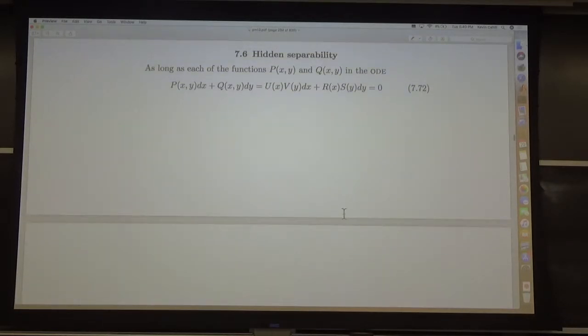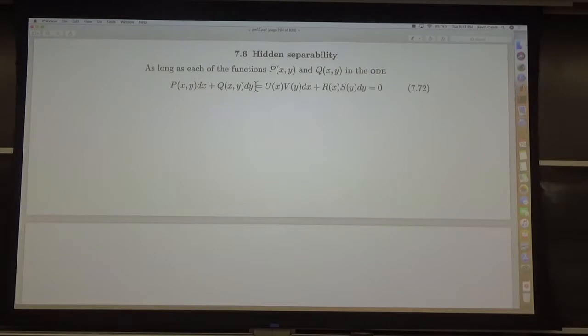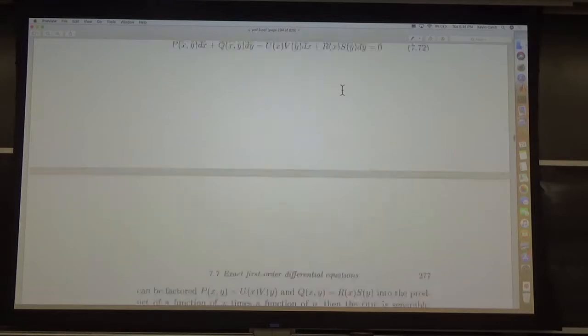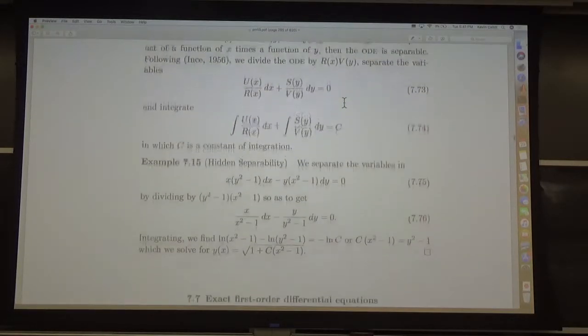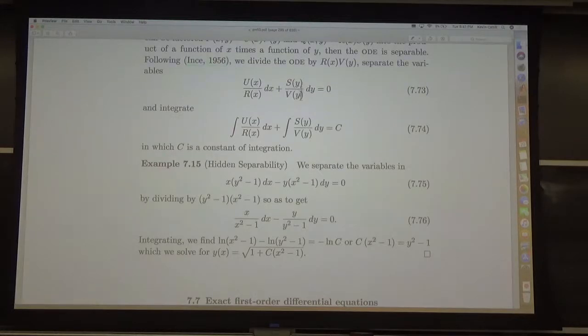Sometimes separability is hidden, and in that case, for example, you have an equation like this: P of x and y dx plus Q of x and y dy is equal to 0. Now, if P and Q are both factorizable, then you can, in fact, separate it. What you do is you divide the differential equation by R times V, and then you can find that it's separated and you can integrate.